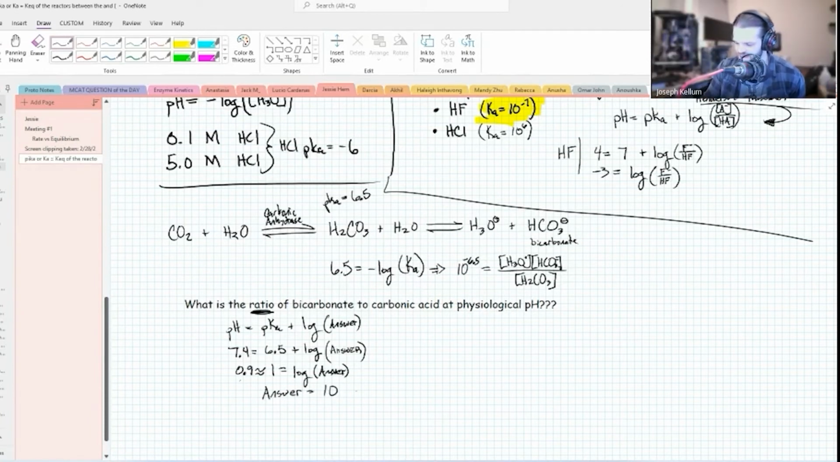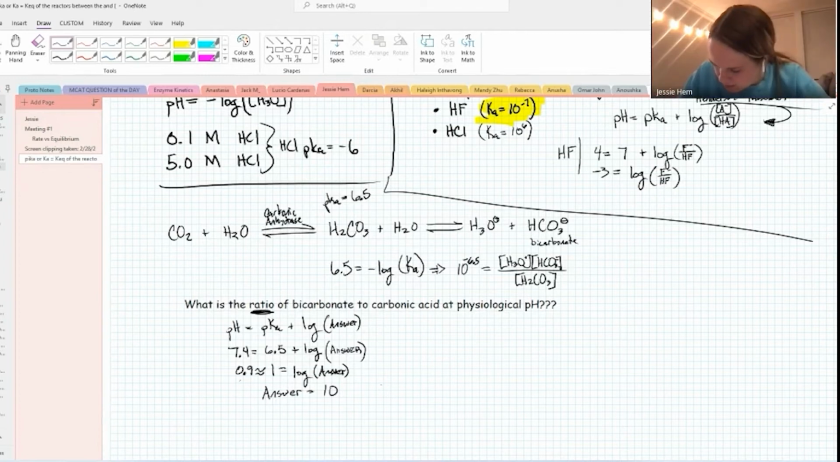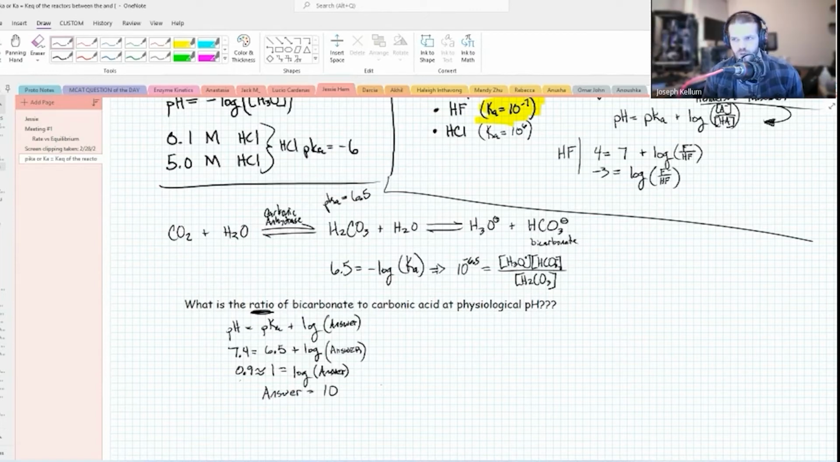So that means that you've got 10 bicarbonate to 1 carbonic acid at that pH. Yes, we have 10 bicarb to 1. And so generally speaking, this is just kind of a rule of thumb. A really good buffer is going to be within plus or minus 1. So if you want to buffer your pH at a certain number, a good buffer system is going to be one that has a pKa of plus or minus 1 from that pH that you want to buffer.